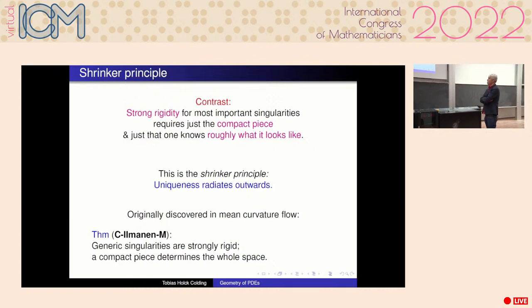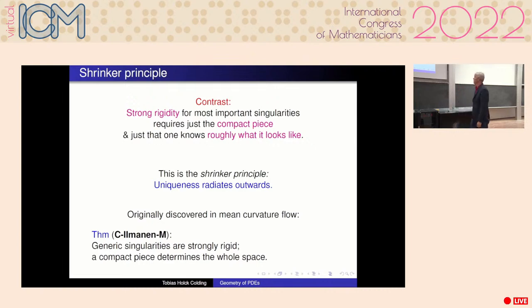Okay, so in contrast to this is strong rigidity. This is strong rigidity for the most important singularities. Strong rigidity requires really only that you know a compact piece. If you can recognize a compact piece of the space, then you can actually recognize the whole space. Okay, so that's strong rigidity. And it's worth emphasizing that you only need to know roughly what it looks like. You don't need to know exactly what it looks like. As you're zooming in, you will never know exactly what it looks like, but you will know roughly what it looks like.